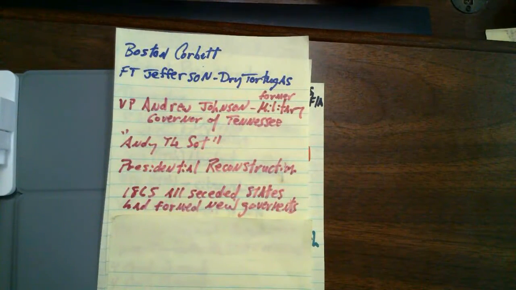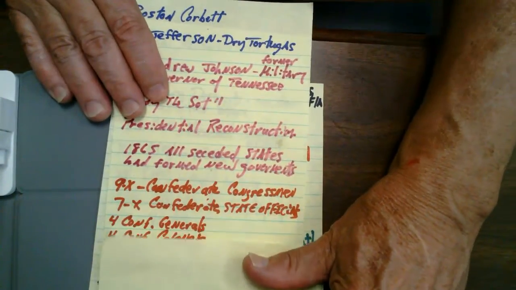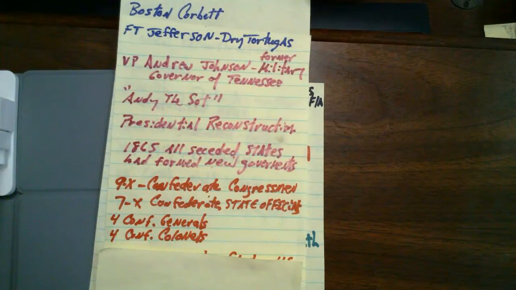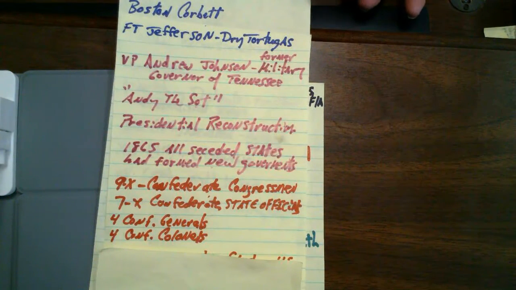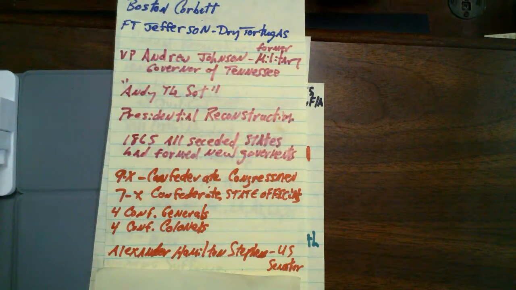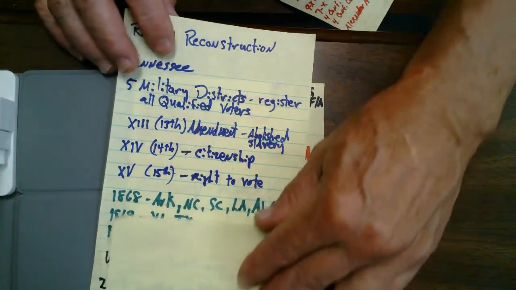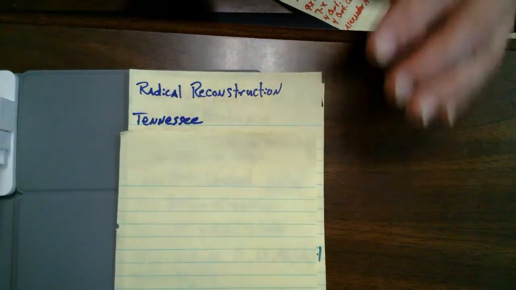By 1865, all seceded states had formed new governments, and they conducted elections and created their new governments. This would include 9 ex-Confederate congressmen, 7 ex-Confederate state officials, 4 Confederate generals, 4 Confederate colonels, and Alexander Hamilton Stephens was elected as a senator. So when all these former Confederate dignitaries went to Washington, D.C., the radical Republicans refused to allow them to be seated.